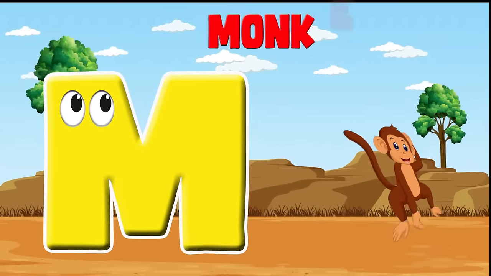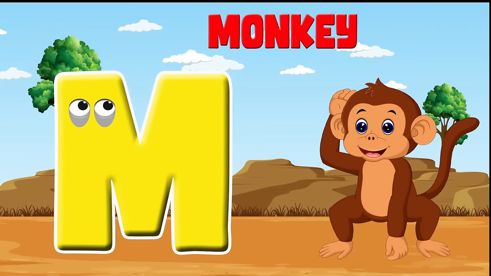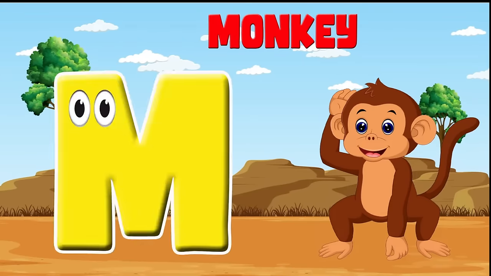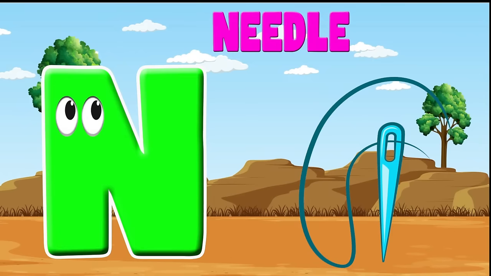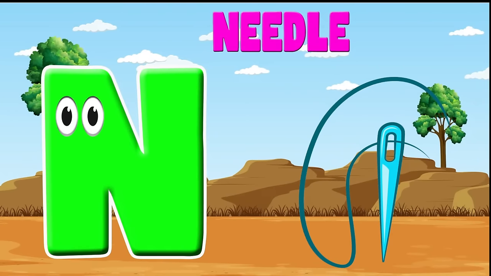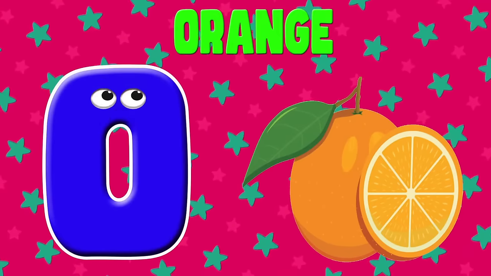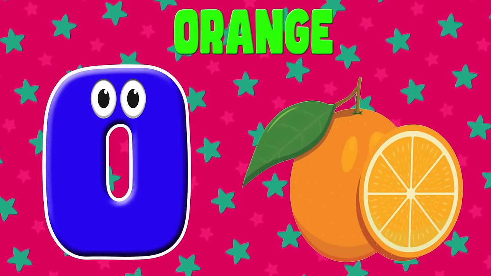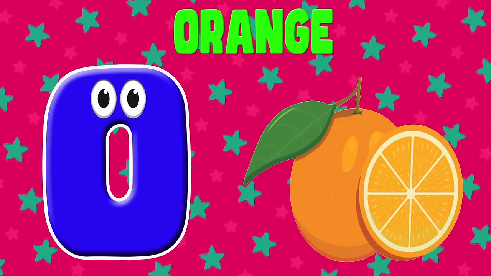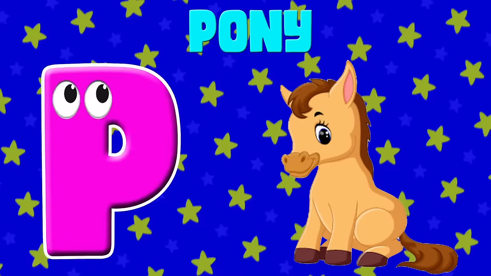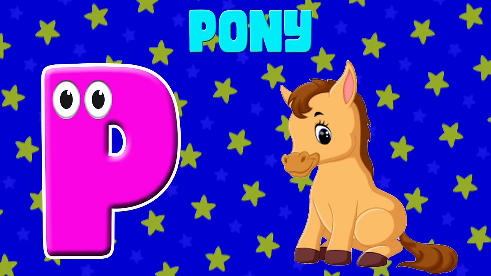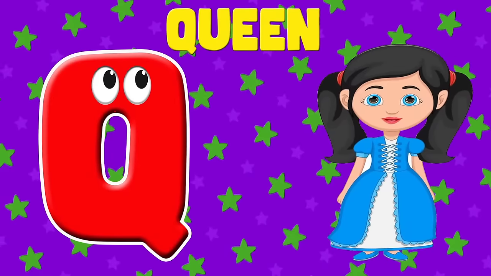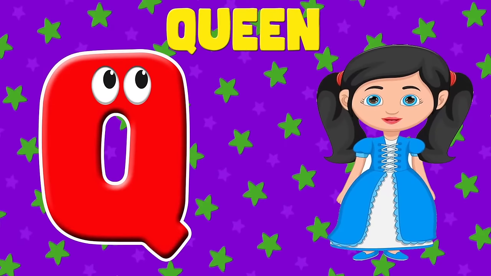M is for monkey. M m monkey. M monkey. N is for needle. N n needle. N needle. O is for orange. O o orange. O orange. P is for pony. P p pony. P pony. Q is for queen. Qu qu queen. Q.